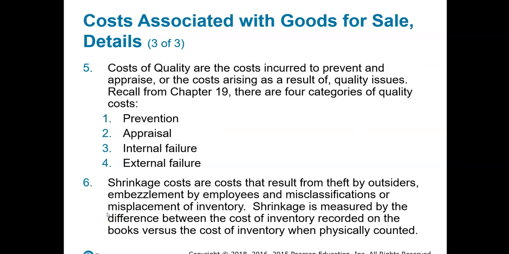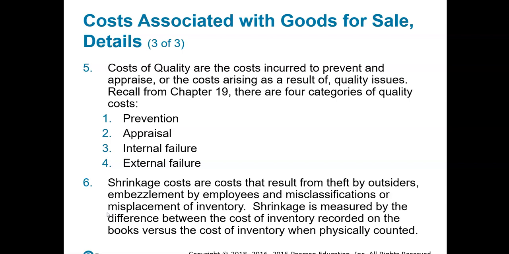Then we have the cost of quality, and these costs are incurred to prevent and appraise, or the costs arising as a result of quality issues. Now recall from chapter 19, there's 4 categories of quality costs, and this you can actually see on page 750 through the top of 753. And I'm going to touch on these a little bit here.